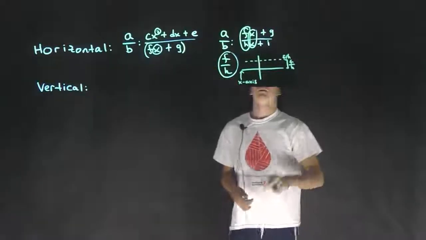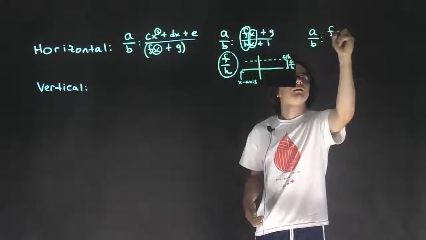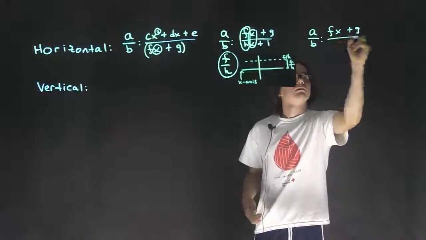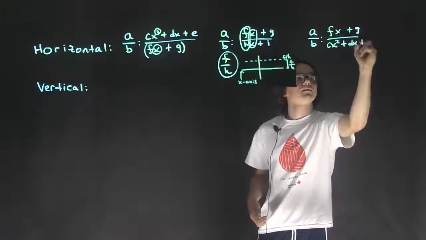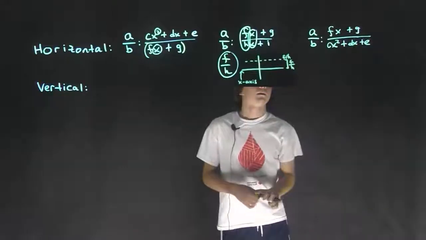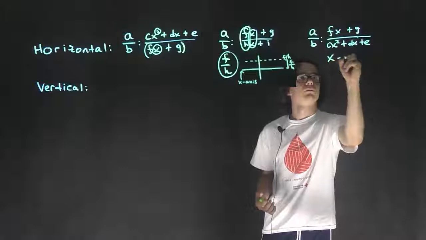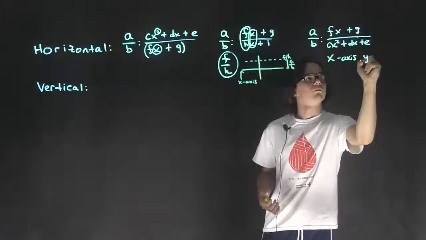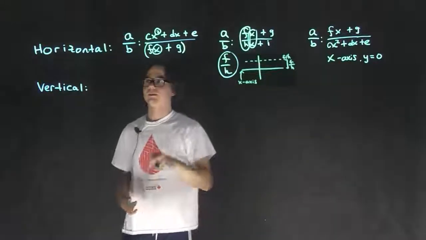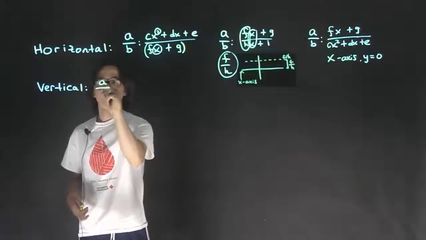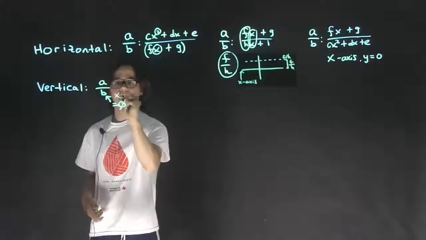Lastly, if we have our two functions, and there's something like fx plus g over cx squared plus dx plus e, then our horizontal asymptote is just the x-axis, or y equals 0. Now for vertical asymptotes, we need to look at when this bottom function equals 0, which x value.